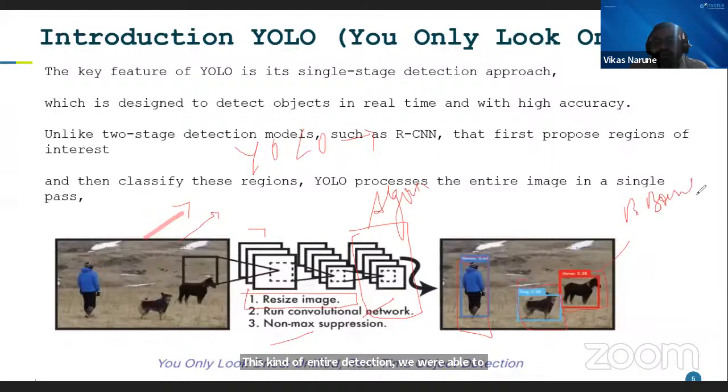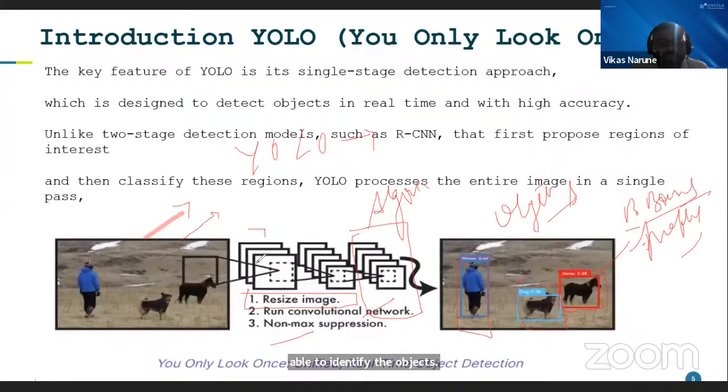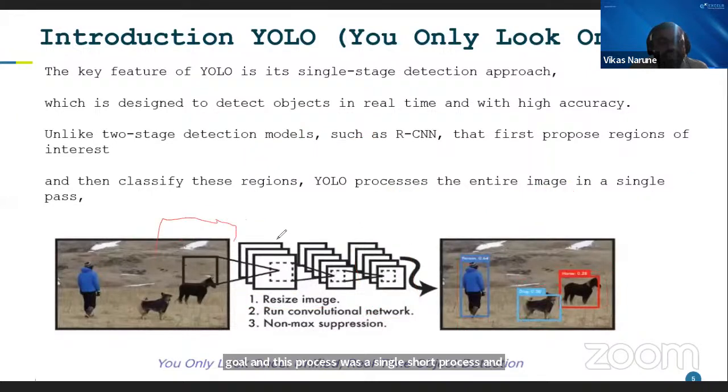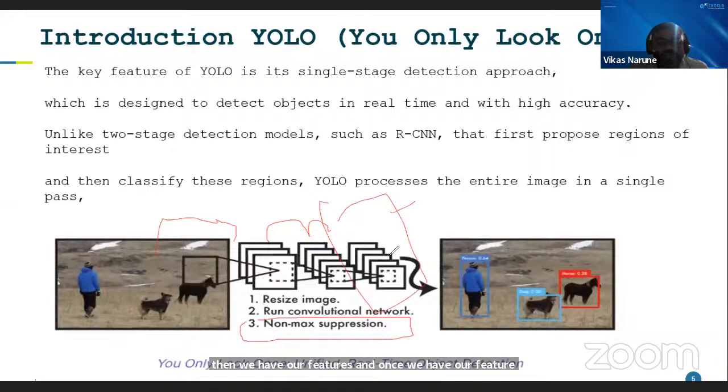So these bounding boxes and the probability are our main aim, our goal: how we are able to identify the objects. That is the main goal, and this process was a single shot process. This is how the picture gets in, then it gets resized, then we have our features. And once we have our features, our favorite algorithm, our superhero, non-maximal suppression, the NMS algorithm, comes into the picture.